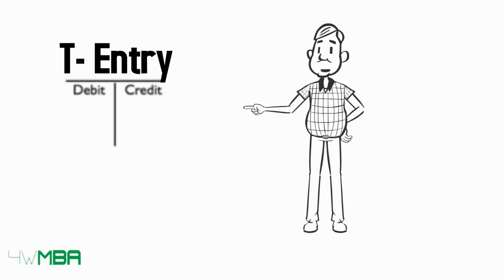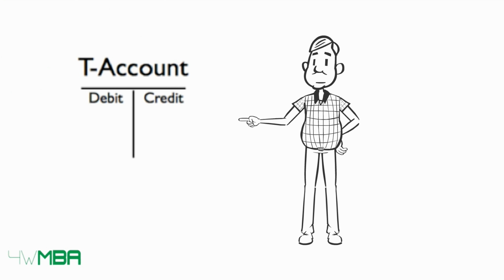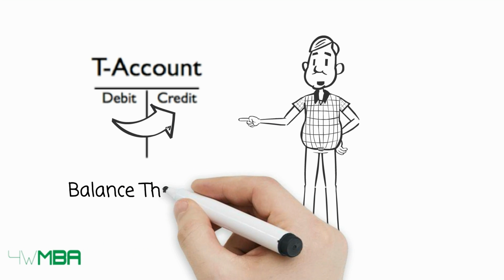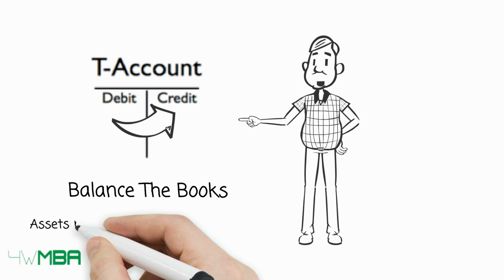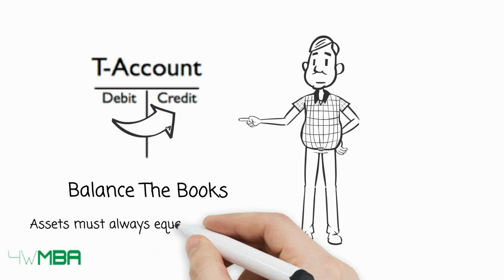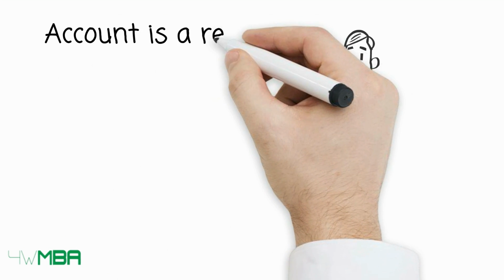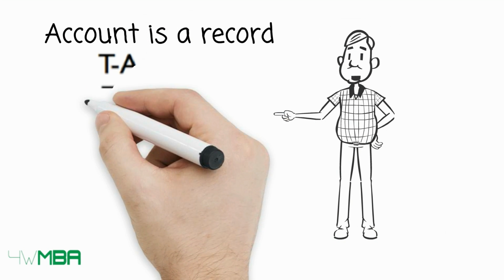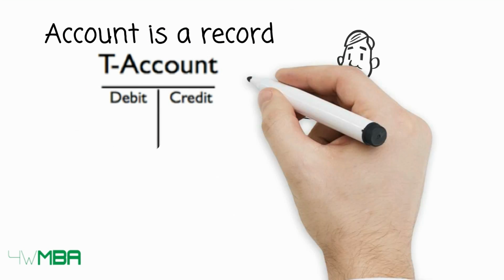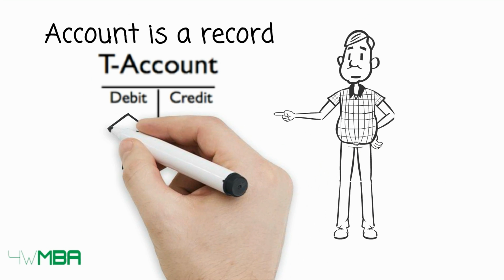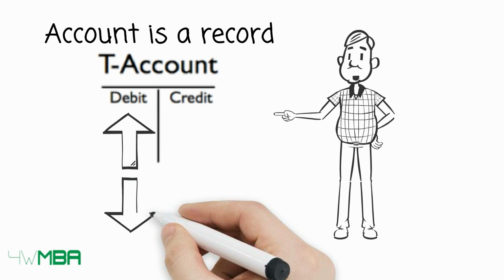How does this all work? Let me show you. For each account entry, there must be an opposite entry, so that the books will balance. Remember, the accounting equation says that assets must always equal liability plus equity. An account is a record. Debit and credit under each account have different meanings. In some cases, debit increases the account. In other cases, it decreases the account.